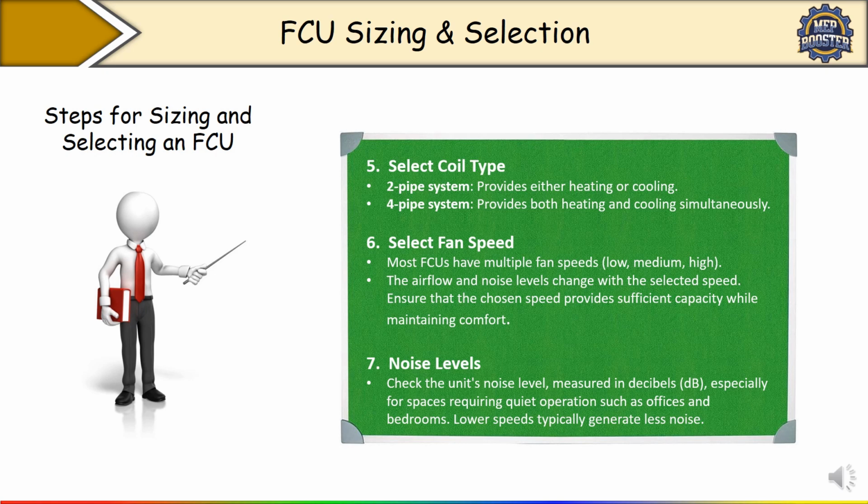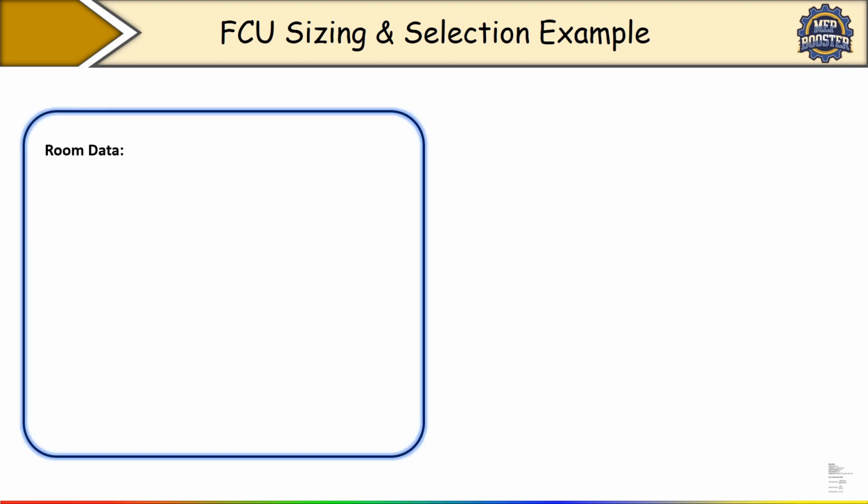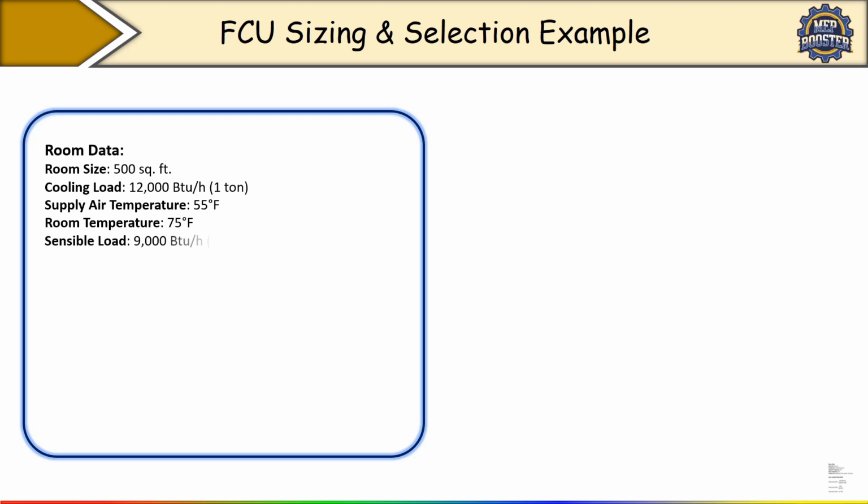So these are the steps which you have to follow for sizing and selecting a fan coil unit. Now let's see one example here, how to find out the size and how to do the selection of an FCU. Suppose room data is given. Total room size is 500 square feet. Cooling load we have calculated, let's say 12,000 BTU per hour, 1 ton. Supply air temperature is 55 degrees Fahrenheit. Room temperature we have to maintain is 75 degrees Fahrenheit. Sensible load is given as 9,000 BTU per hour.